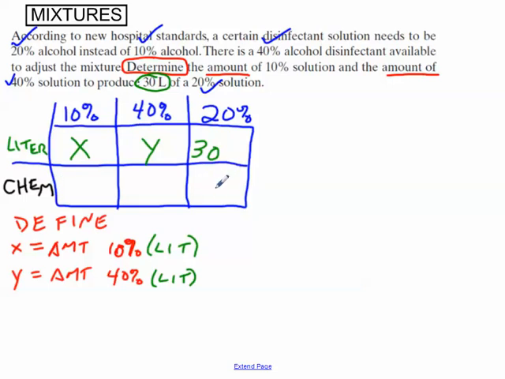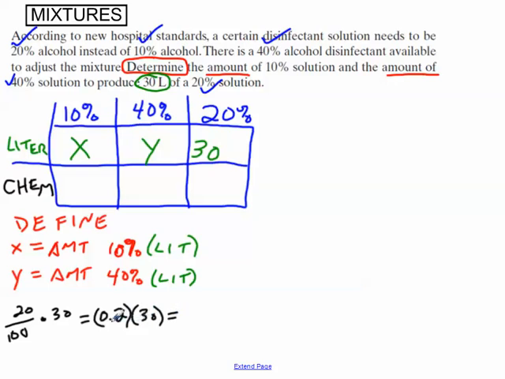So how much chemical is in, let's go over here. I'm going to talk about this one because this one talks about specific numbers. How much chemical, in other words, how much alcohol, is in my 20% solution if I've got 30 liters of it? Well, 20% of 30 liters is 0.2 times 30. It's a 20% solution of alcohol, so 20% of it is alcohol. 0.2 times 30 is alcohol.